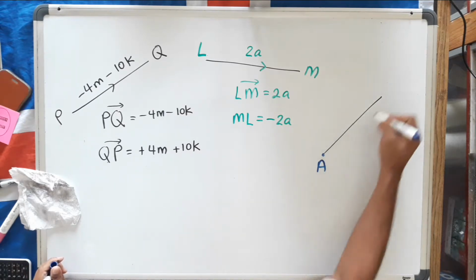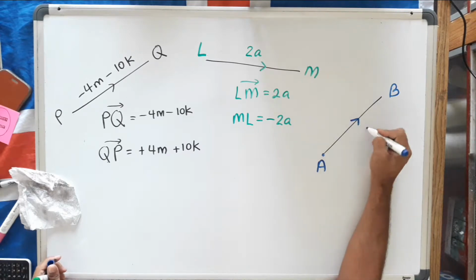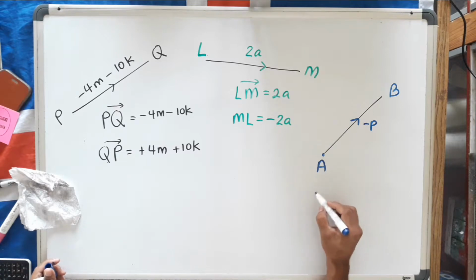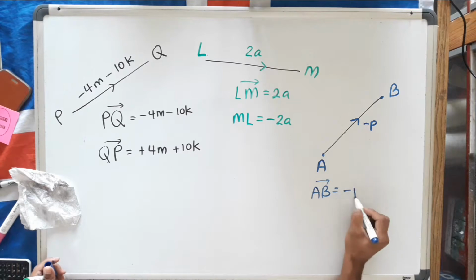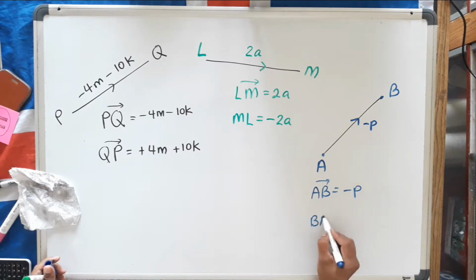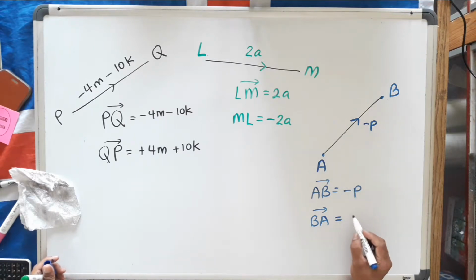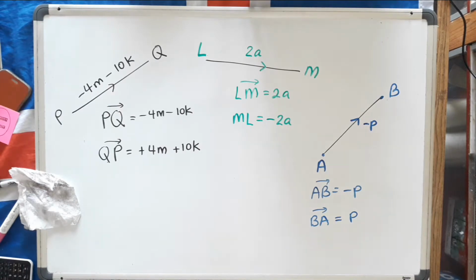Let me say I have the vector AB, and the value of AB is minus P. So if you are going the opposite way now, you're walking from B to A. The opposite of minus P is positive P. You can put the positive if you want, but if you don't put the positive, we both know it's positive. All right, so that's a little introduction to vectors there. Let's make it a little more complicated now, right?